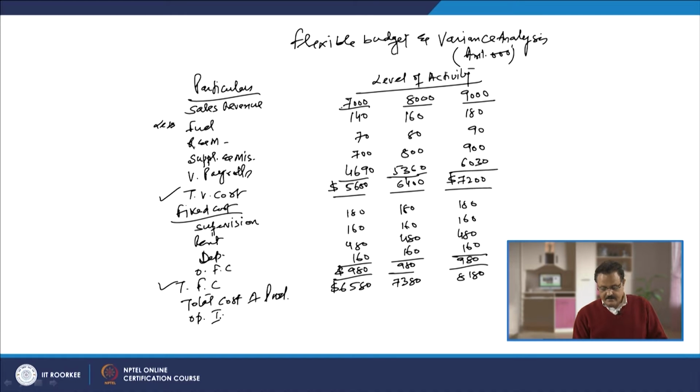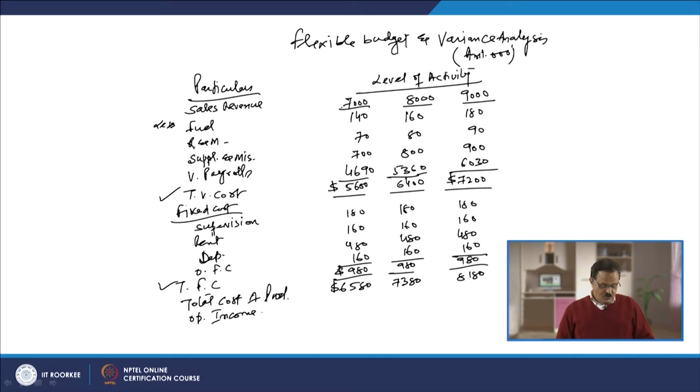Now, we calculate the operating income. This is the operating income. If you calculate the operating income, so how it will be calculated? It will be sales minus this amount. So, what is the sales? It is 7 millions, and how much is the total cost is 6.580 million.